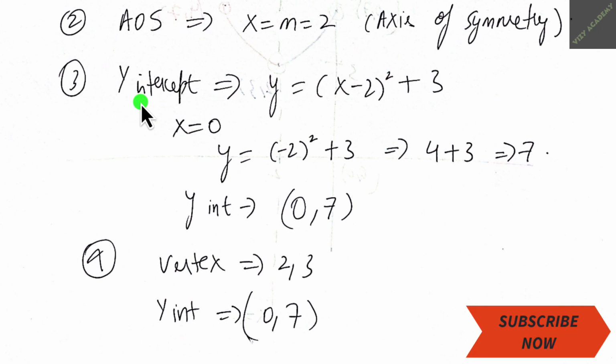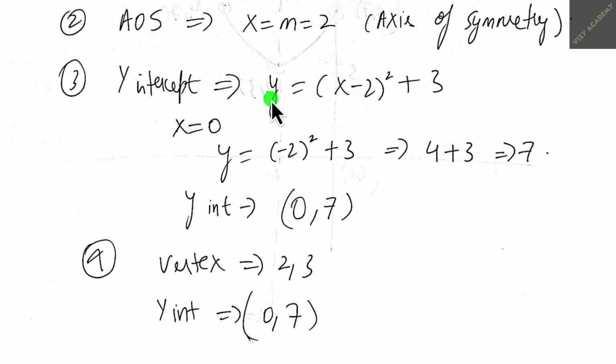Y-intercept basically means when the graph is crossing the y-axis, when x is equal to 0. So hence in the equation y = (x - 2)^2 + 3, we are going to put x equal to 0. So y is equal to (-2)^2 + 3, that is equal to 4 + 3, that is equal to 7. Be very careful to put x equal to 0. Don't put x minus 2 equal to 0. Therefore the y-intercept is (0, 7).